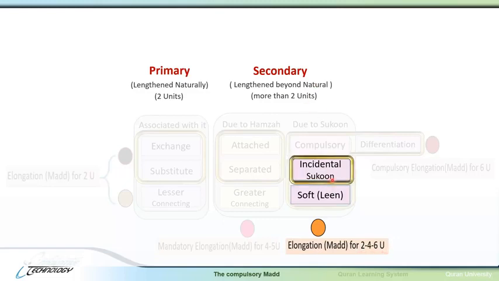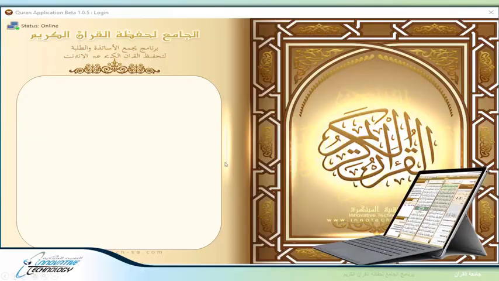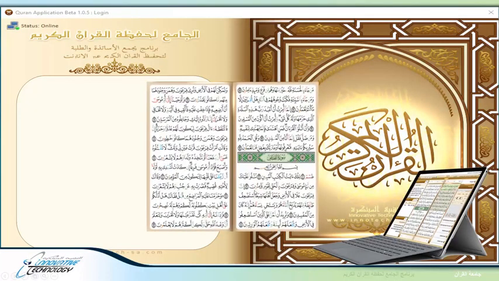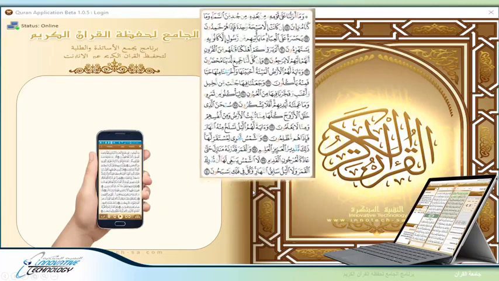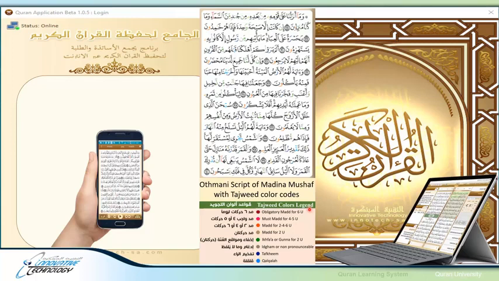These meds are the incidental sukoon and the soft Leen. Both are types of secondary med because they are elongated for more than 2 units of time. In our Quran learning management system, whether we're using the desktop version or the mobile version, in both cases we use the Uthmani script of Medina Mus'haf with Tajweed color codes, which we call Qawaid Alwan al-Tajweed or Tajweed color legend, where every Tajweed rule is given a unique color code.